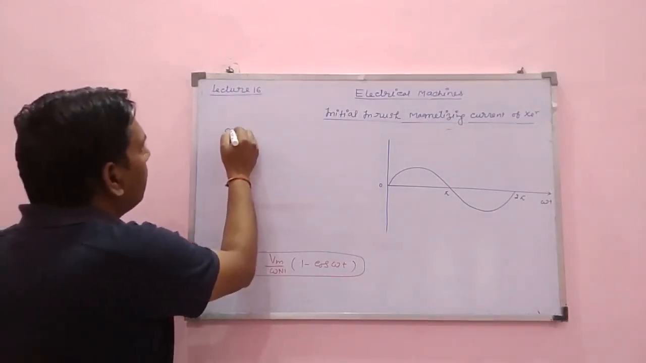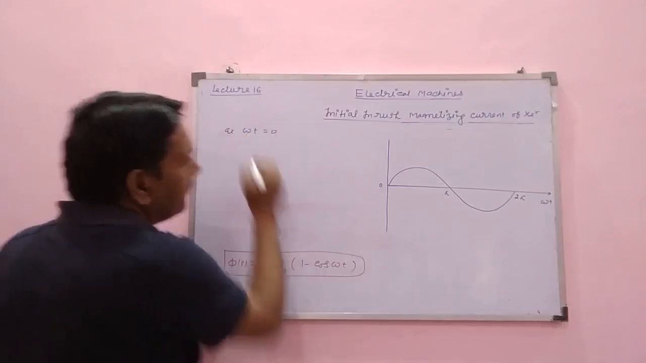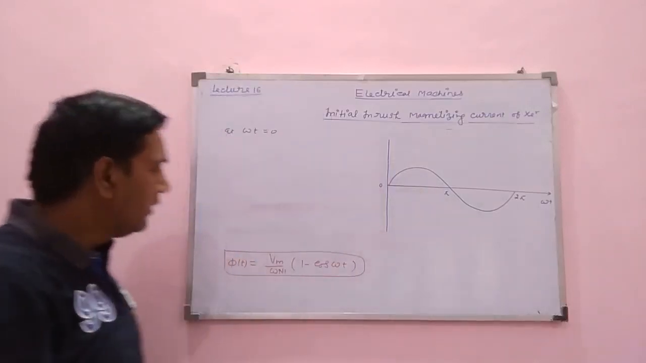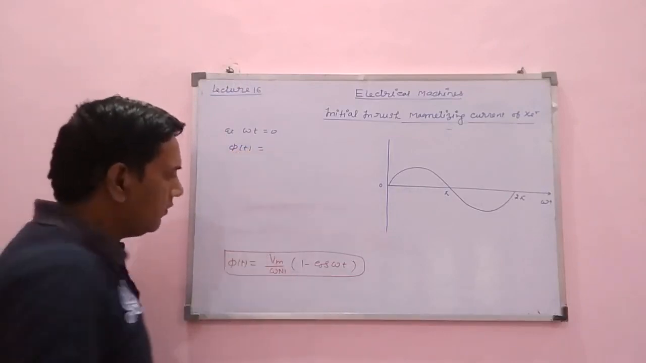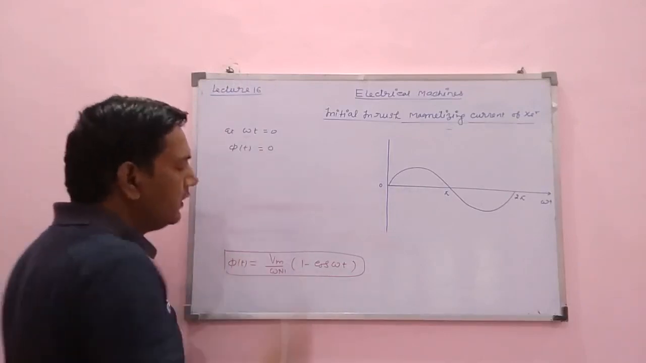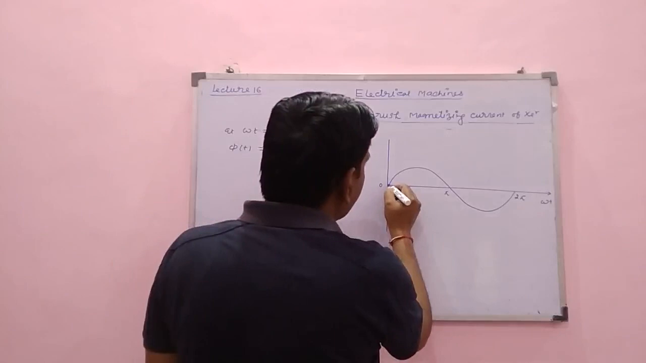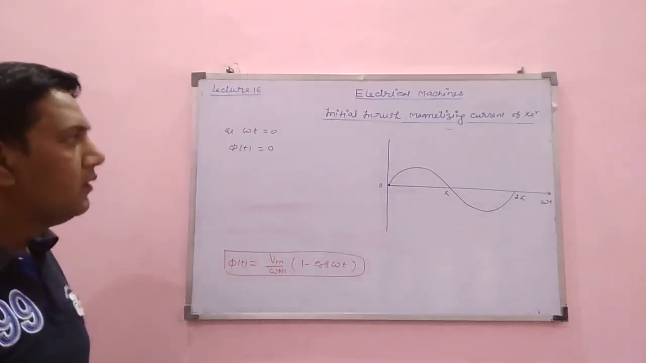So at omega t is equal to 0, this is the 0 point at which omega t is 0. At omega t is equal to 0, the value of this flux phi t will be equal to how much? It will be equal to 0. Means the waveform of flux will start from here.